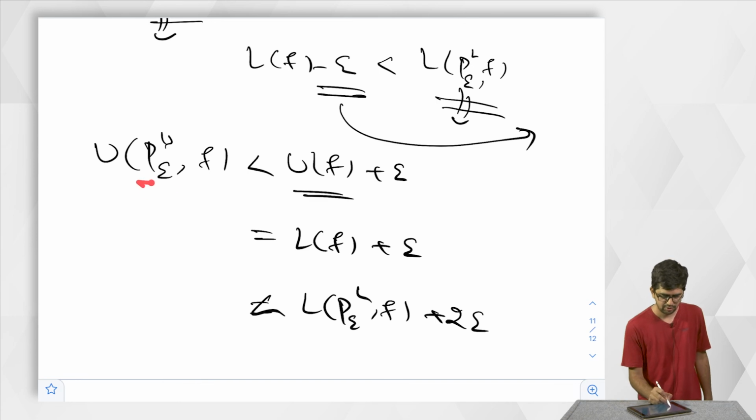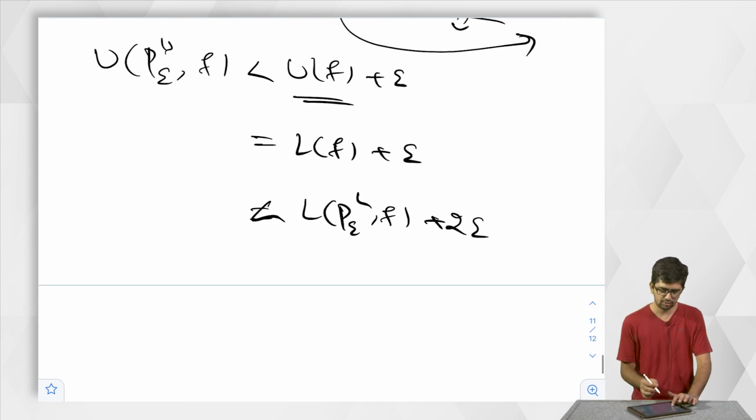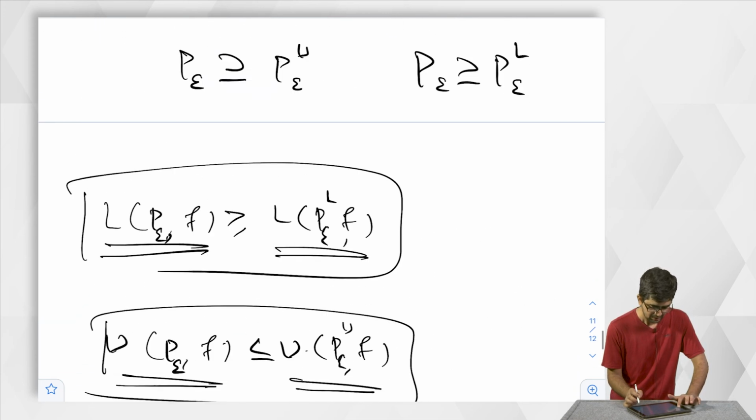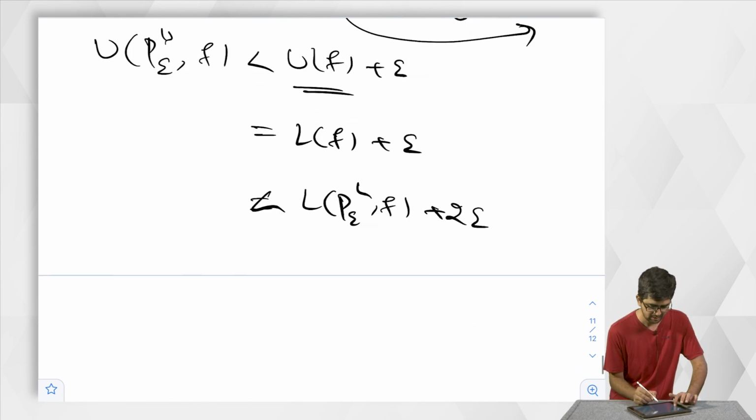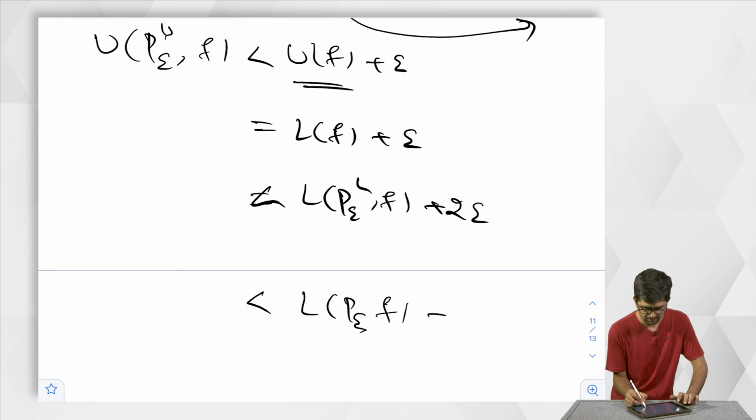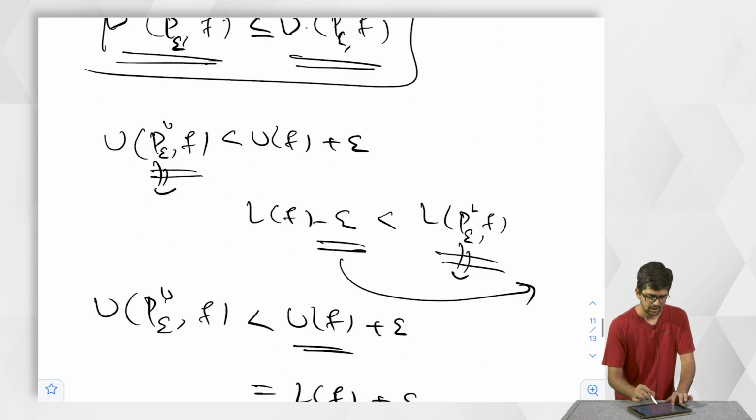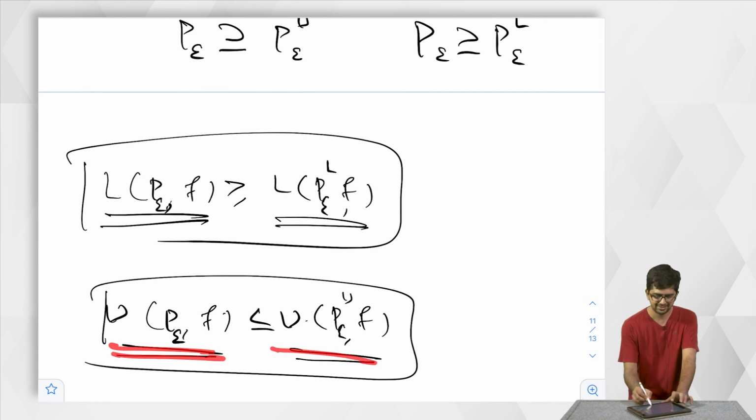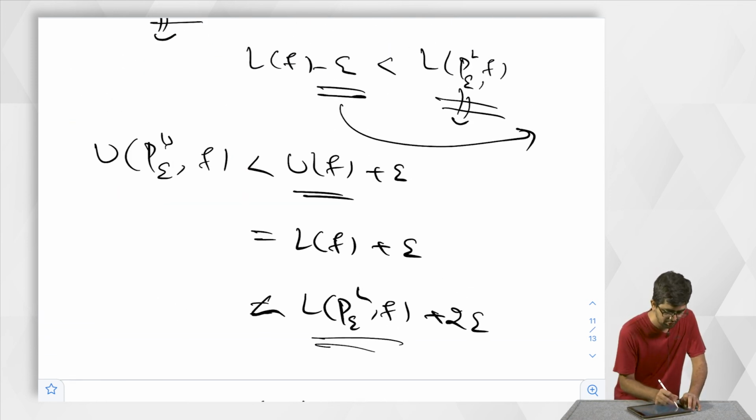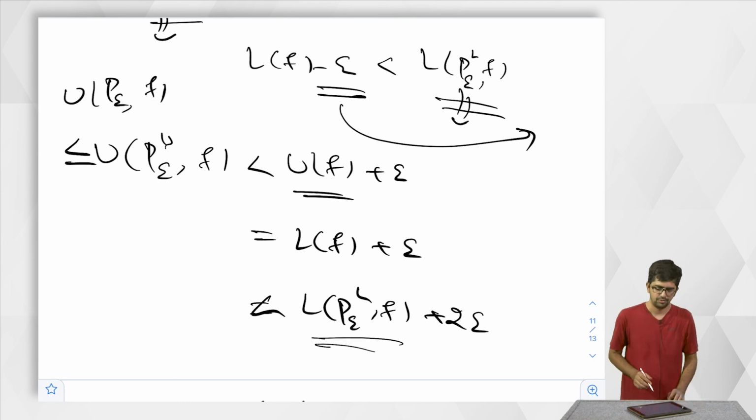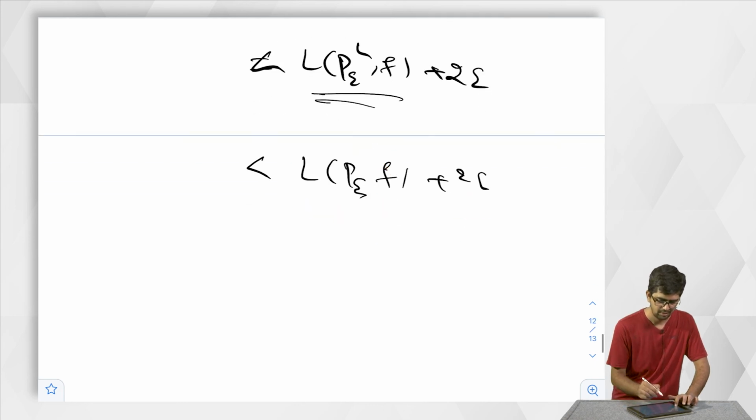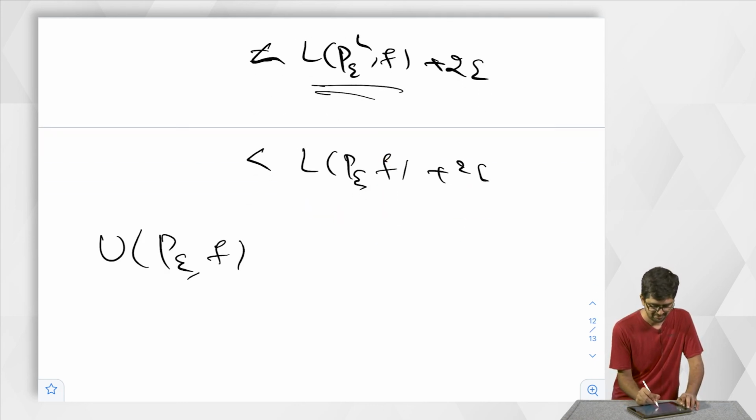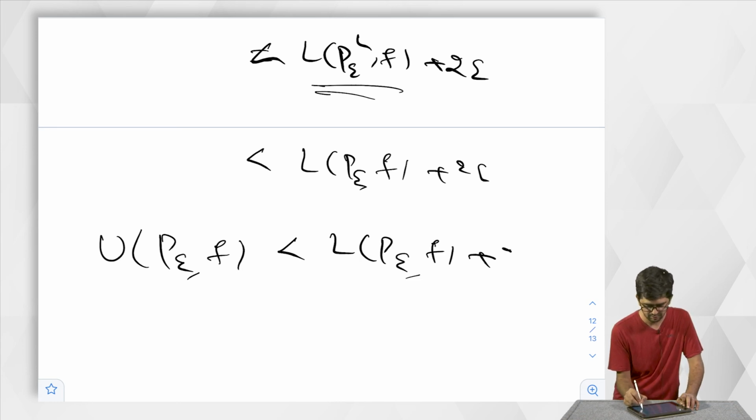See, the only problem was that these two are not the same. So, now we can get rid of that also. How? Observe here that L(P_epsilon of L, F) is less than this. So, one can of course write L(P_epsilon, F) plus 2 epsilon, right. This thing is less than that. Now, we have one more thing, we have U(P_epsilon, F) is less than this. So, one can write down something before this. So, U(P_epsilon, F) is less than or equal to. Now, for a fixed partition P_epsilon, we have an inequality: this is less than this plus 2 epsilon. So, U(P_epsilon, F) is less than L(P_epsilon, F) plus 2 epsilon.